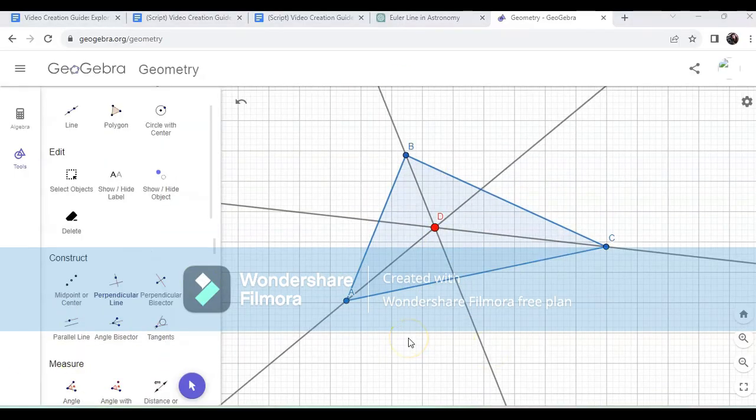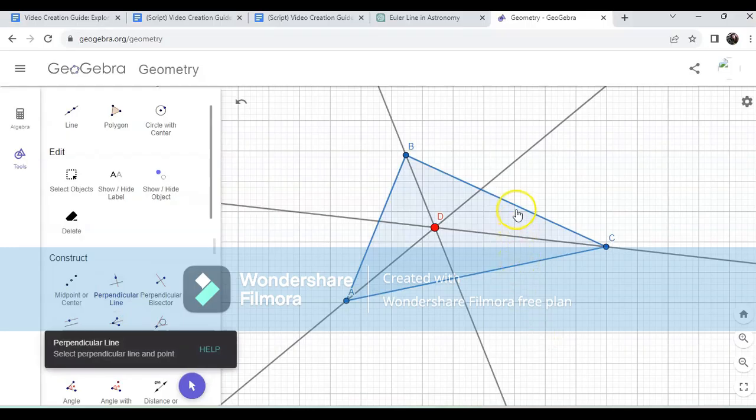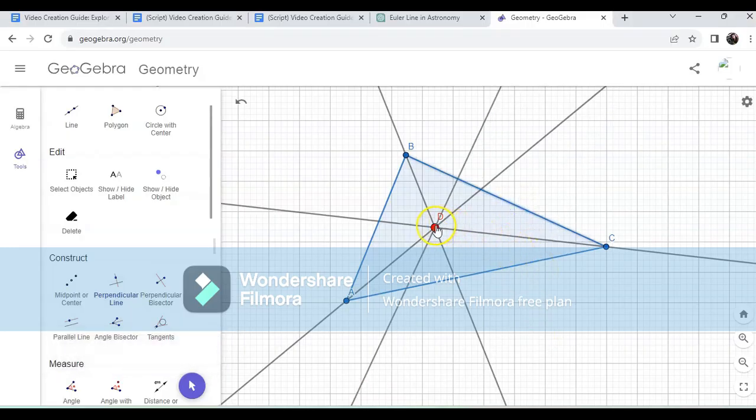Now for the proof of the incenter. First we're going to draw lines that pass through the incenter D and that are perpendicular to each side of the triangle. Let's start with the side BC. We're going to call the functionality perpendicular line, then click on side BC and then stop here at the incenter. Do the same for side AB and side AC.